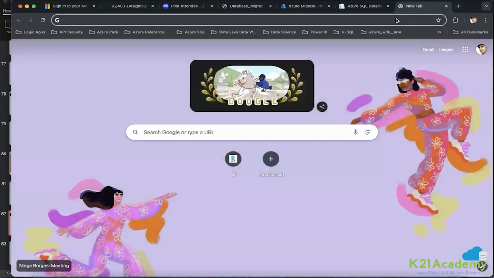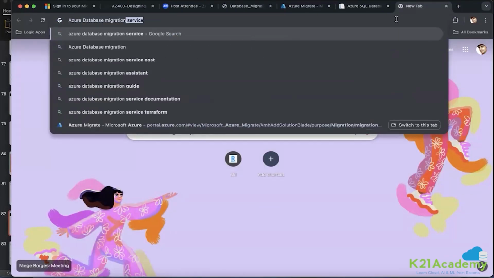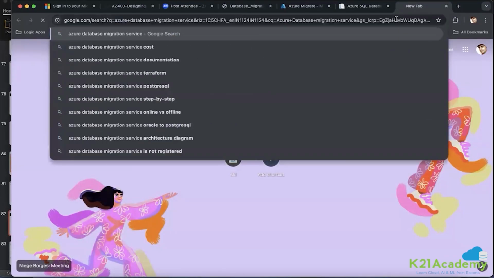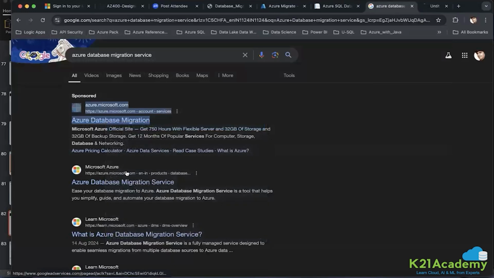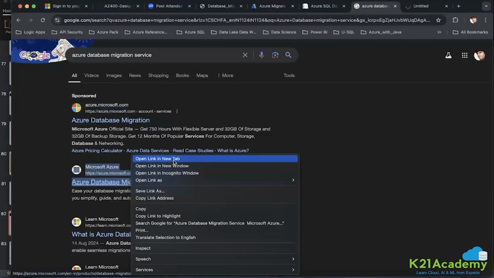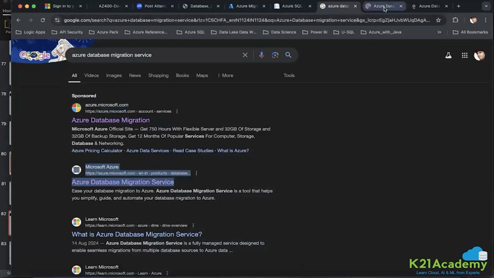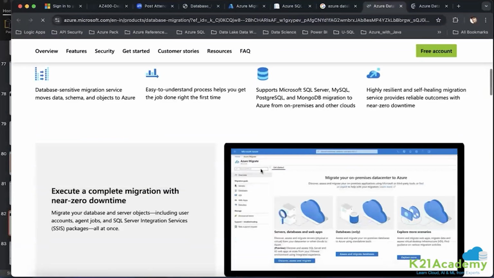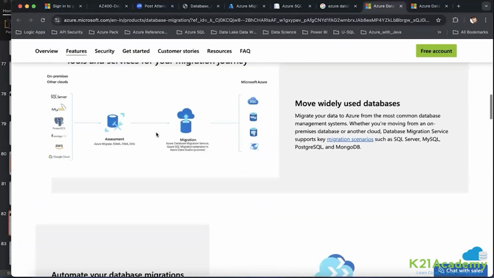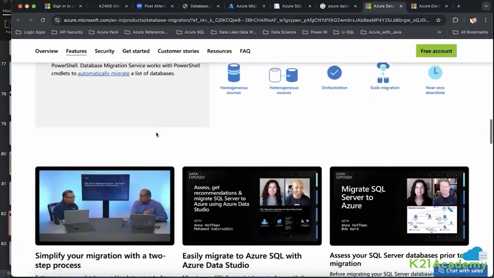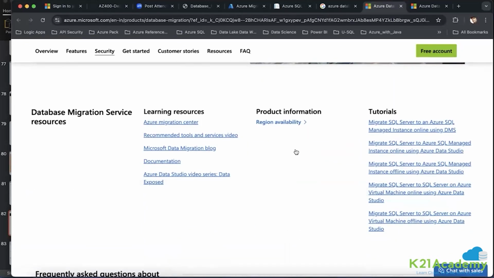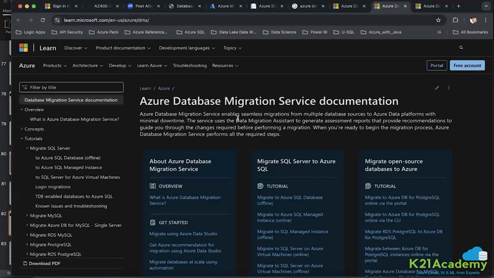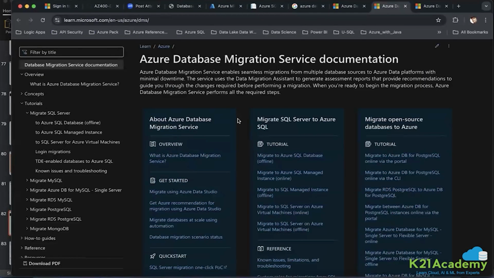There is another particular database migration feature that Microsoft has given. If I'm considering this Azure Database Migration Service, what Microsoft has done is give options for what type of data you are planning to migrate. Here you can decide which flavor of data you are expecting to be migrated, right?